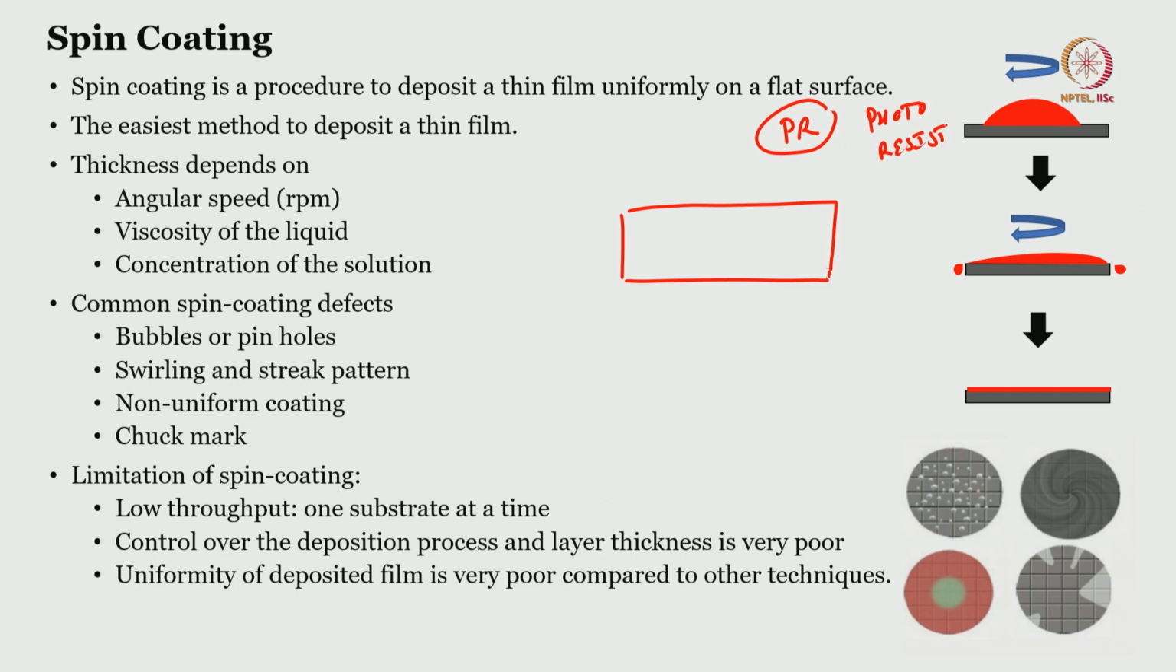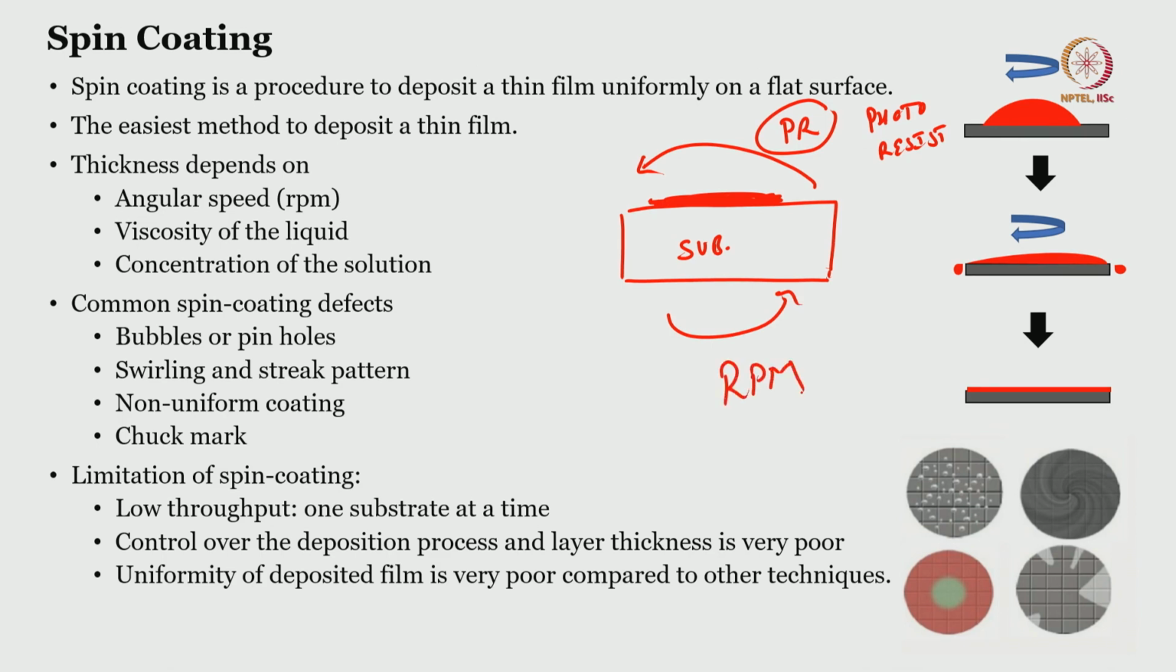If I want to spin coat the photoresist onto this particular substrate, what is the procedure? The procedure is that I will first drop the photoresist onto the substrate, like something like this, right, and then I will spin the whole substrate at a high RPM.